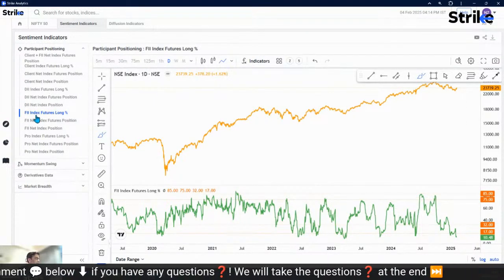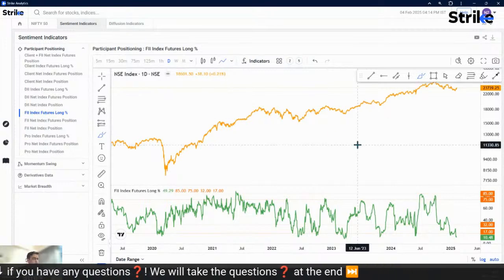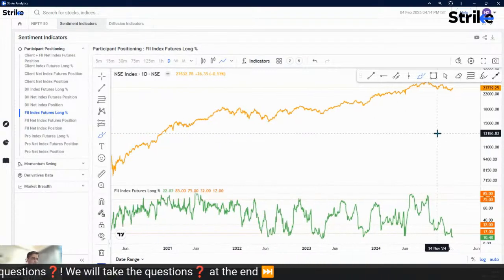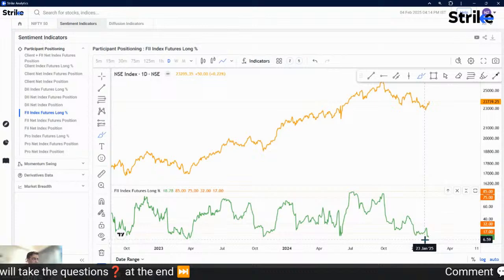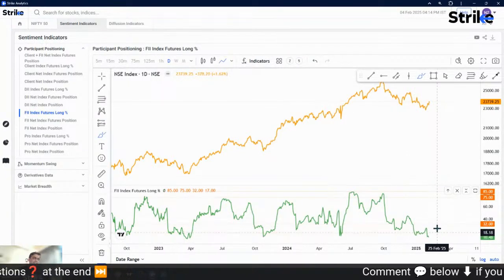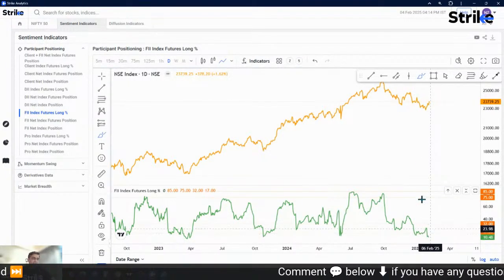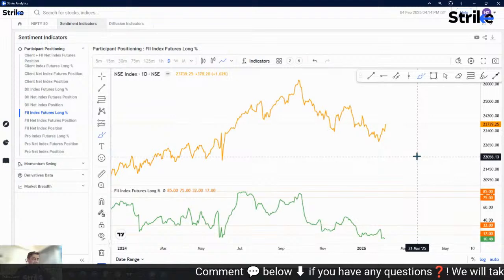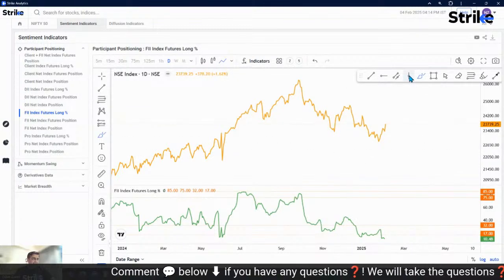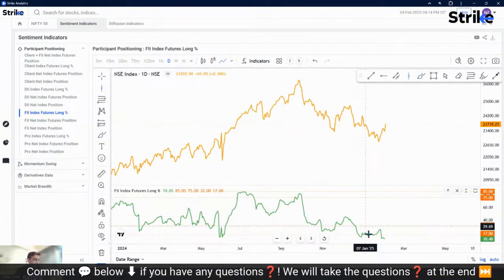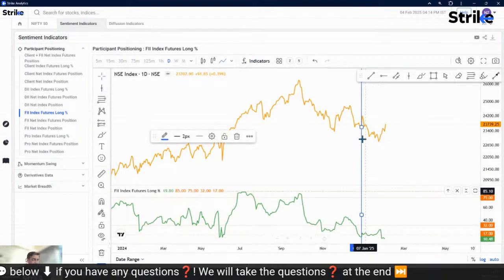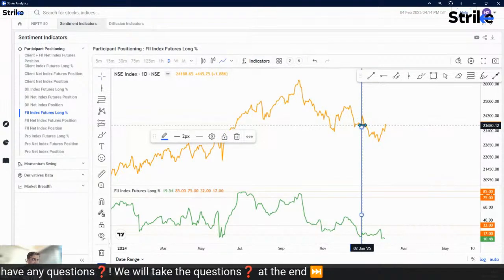So coming to FII index futures long percentage. Now look at this. This particular indicator is also at an extreme level. All right. Let's go back and see what has happened when this indicator has bounced back from an extreme level. So this was recently, nothing much has happened.